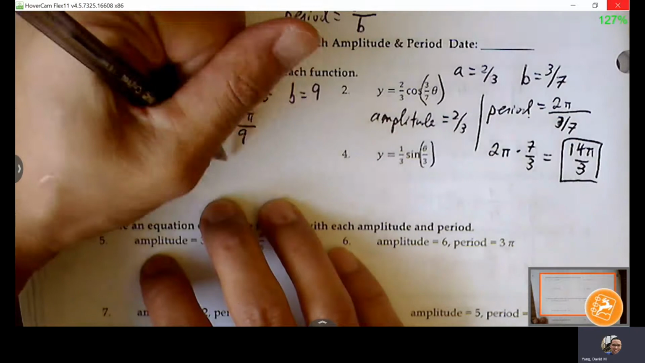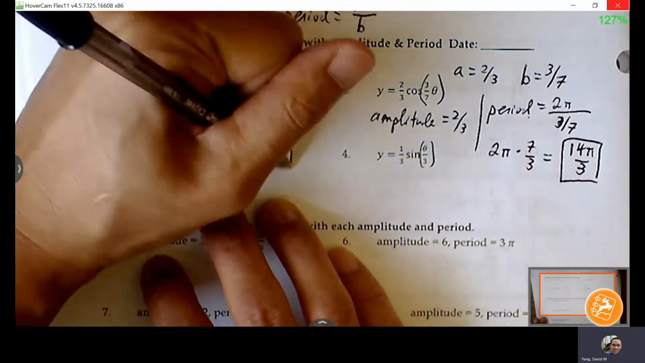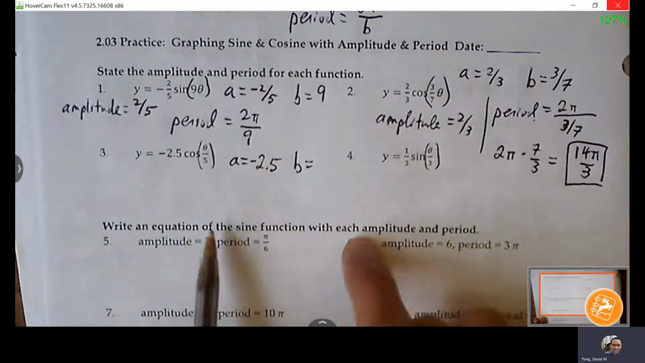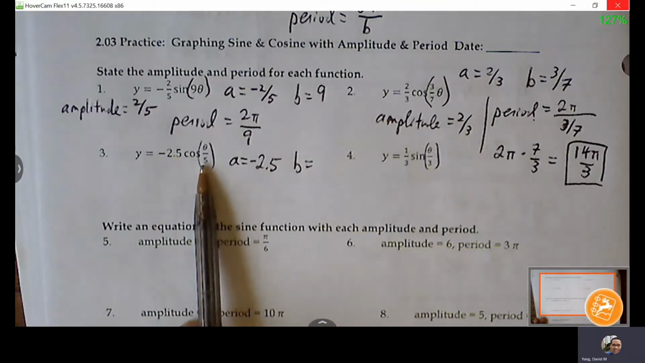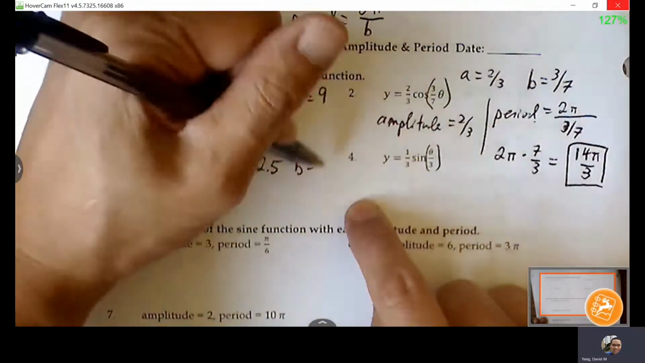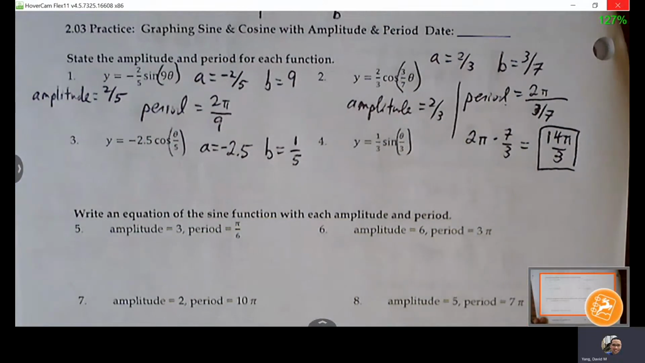Okay, number 3. A is negative 2.5. Now look at how this is set up. What's the B value? Good. We understand that any fractional numeric value you can push it out in front. So divided by 5 is the same thing as a 1/5 in front of that variable. Okay, go ahead and try that. Can you guys finish 3 and 4? And we can check our answer.